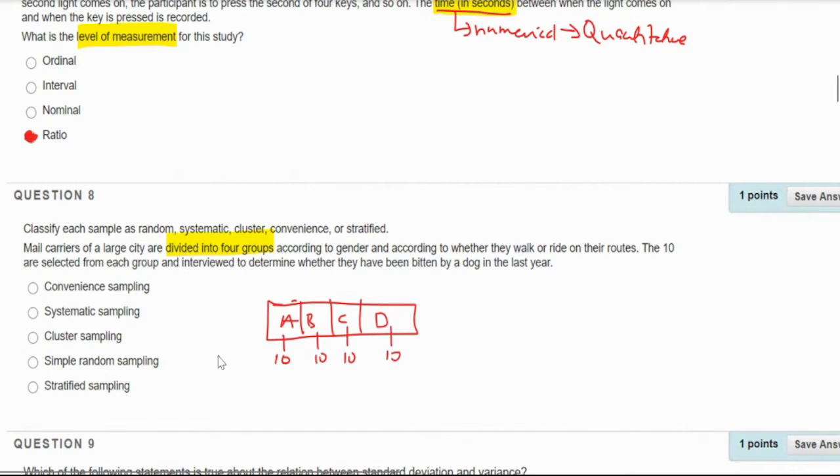So could someone suggest what we think the answer will be? Any suggestion? You take a group, you divide the group, and then you select something from every single group. Is that stratified? Excellent. So that is stratified. Very good. Where's stratified? The bottom one. So that is stratified. Okay.